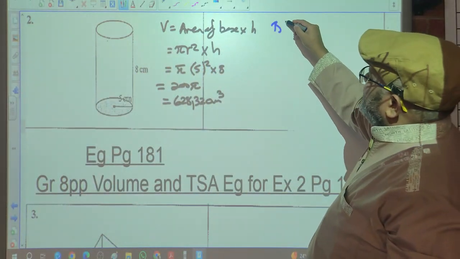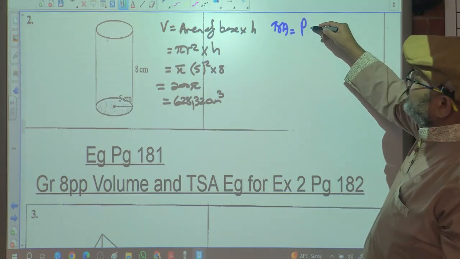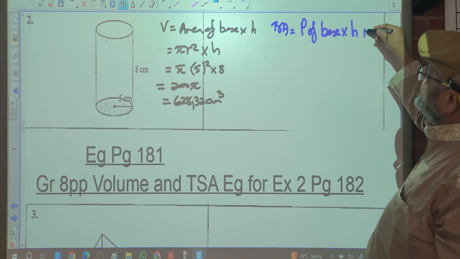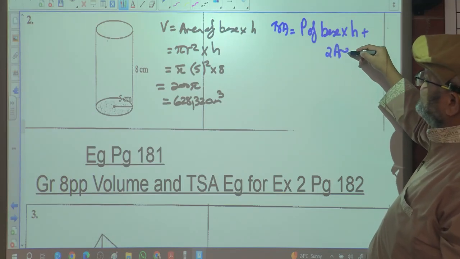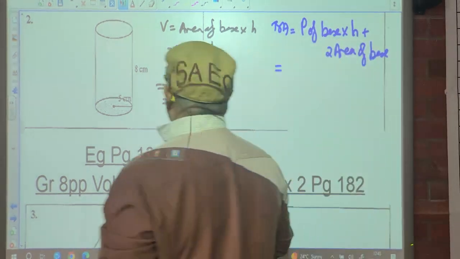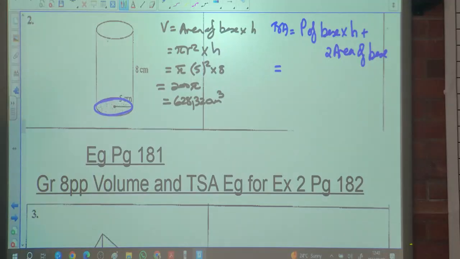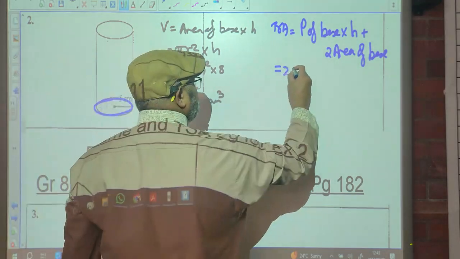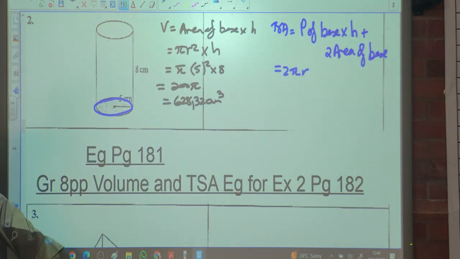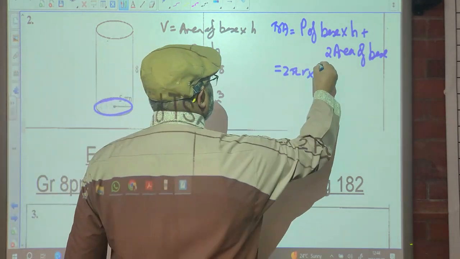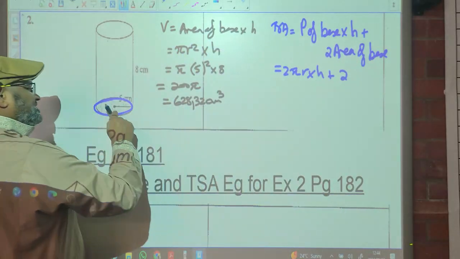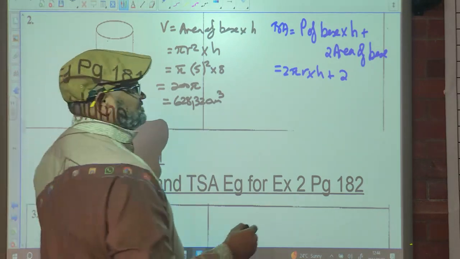People, the total surface area, how do you calculate total surface area? Perimeter of base times height plus 2 area of base. How do you calculate the perimeter of a circle? 2 pi r, not 2 pi r squared, 2 pi r, times height plus twice. How do you calculate the area of the circle? Pi r squared.